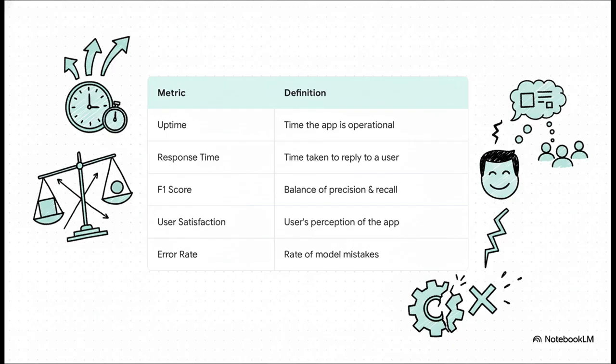You've got the technical side, like making sure the app is always online, that's uptime, and responds quickly. Then you have to measure the AI's accuracy using metrics like the F1 score, which is just a balanced way of looking at how often the model is right. And, most importantly, you have to track the human side of things with user satisfaction scores and error reports.